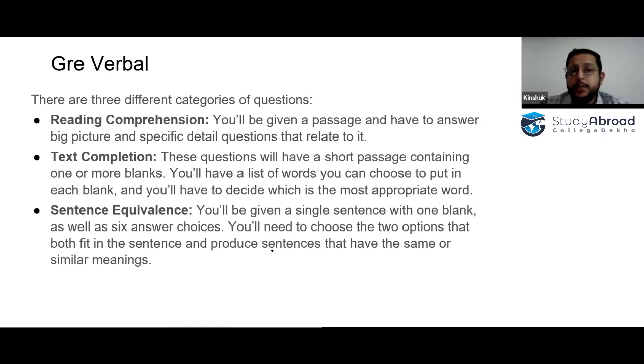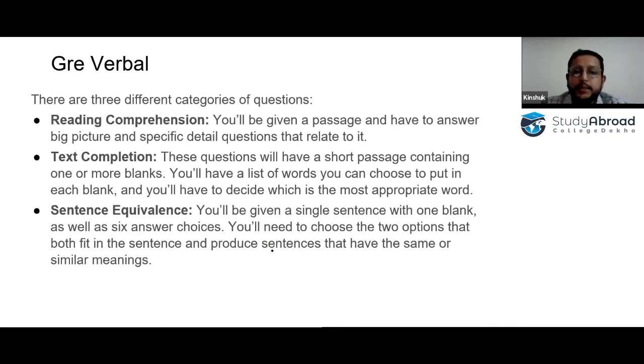Then there are text completion questions. In these questions, you can have a very short passage, like one or two sentences, and you can have one blank, two blanks, or three blanks. So there are different types of questions in these: some questions will be single blank questions, some will be two blank questions, and some will have three blanks. So you'll have to make your choices appropriately.